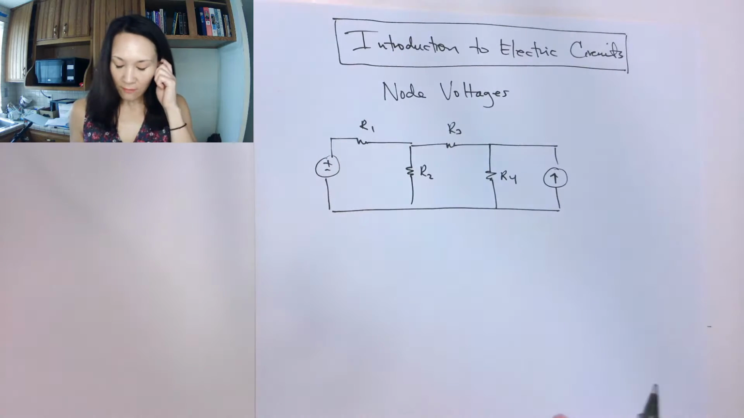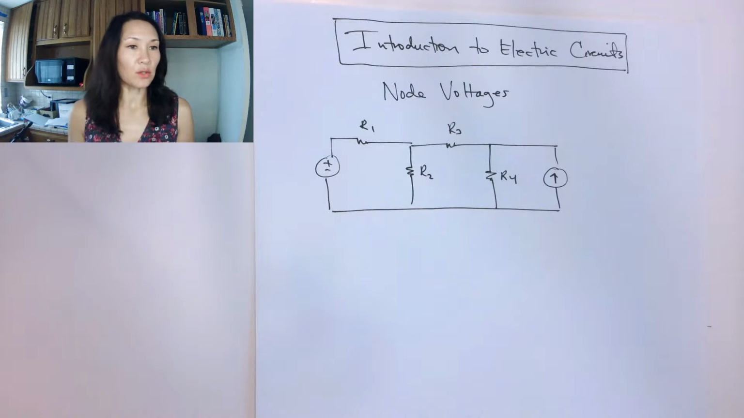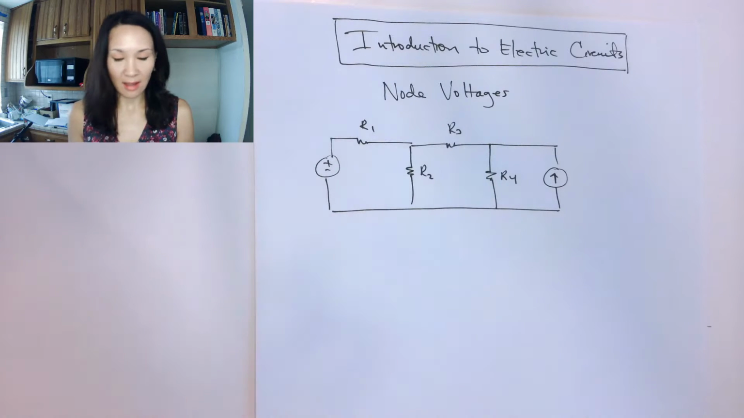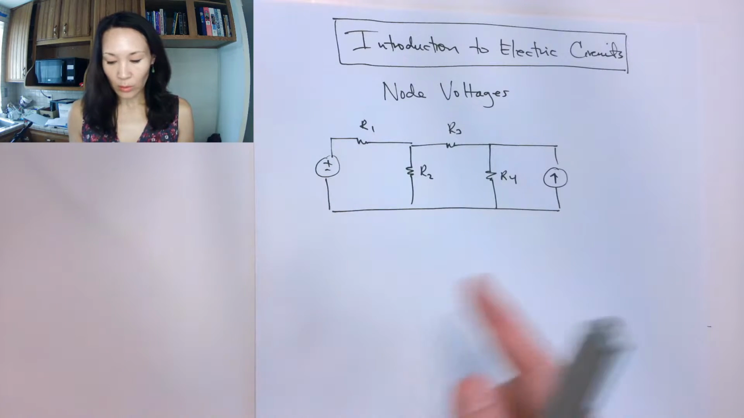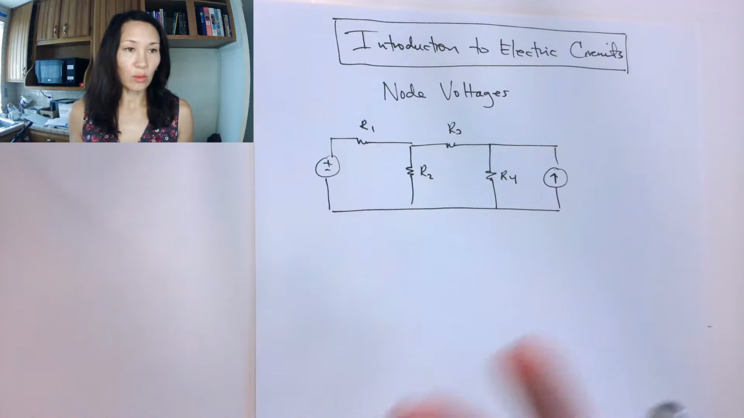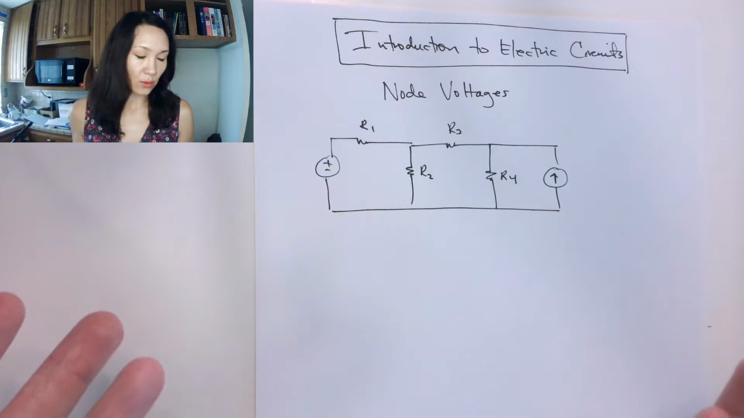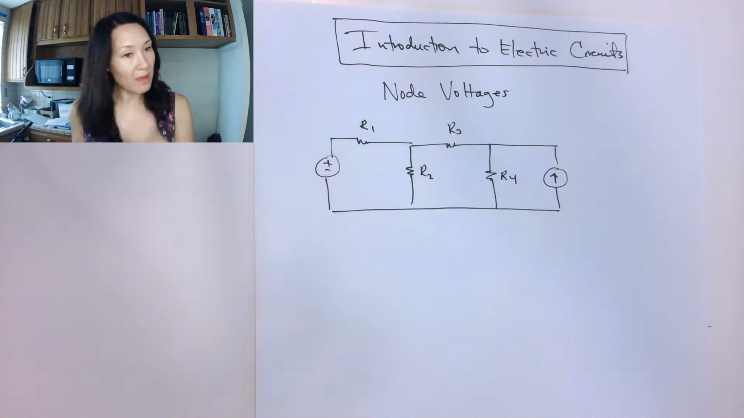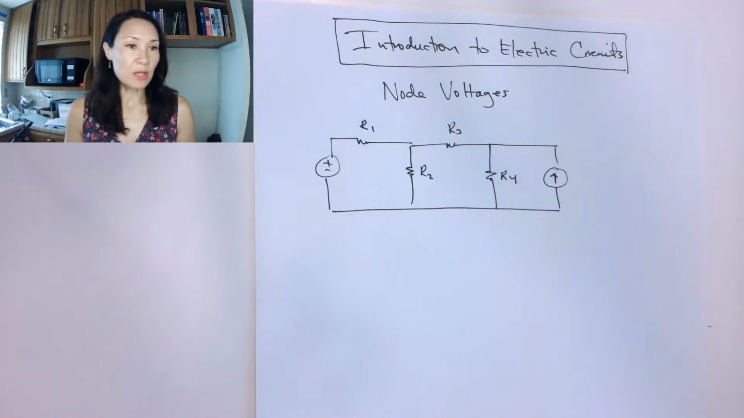Okay, so if we have a circuit like this, in the last module we might have used superposition to consider one source at a time. Once we do that, we would find R equivalent. We basically have to do that twice since there are two sources in here, so it takes a long time. With this node voltage method, we save so much time because we don't have to find R equivalent.